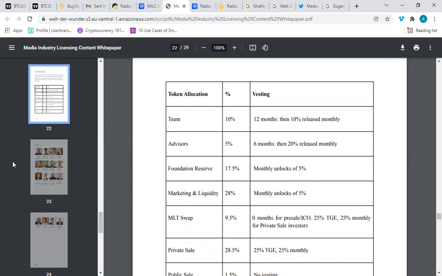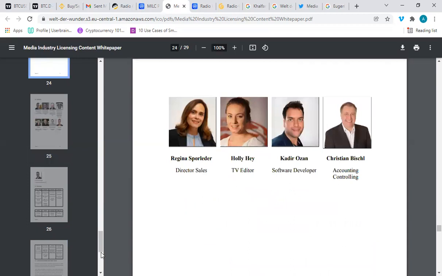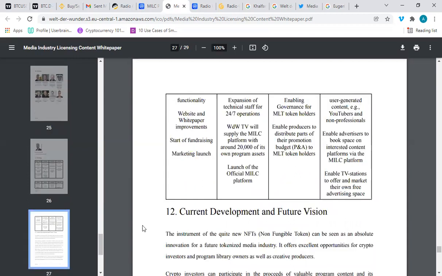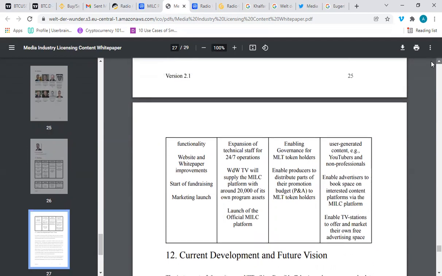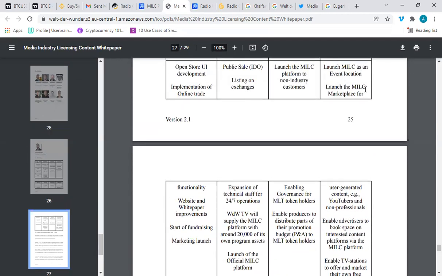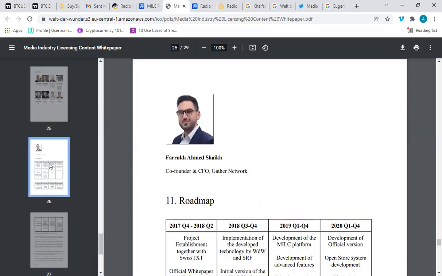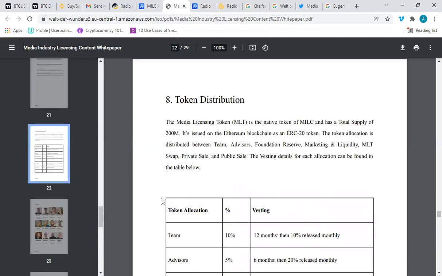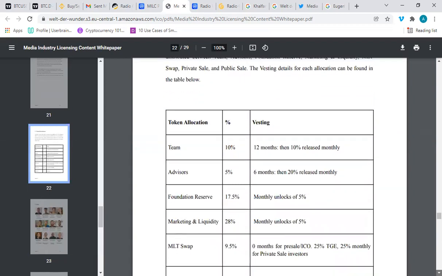they create their launch, their marketplace, right? See something in their roadmap, they make mention of marketing launch, they make mention of their marketplace launch. By the time they launch the marketplace, 9% of the total allocation of the coin will be for the swap.